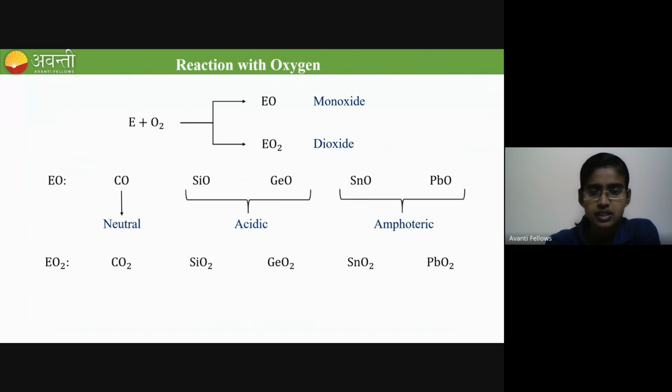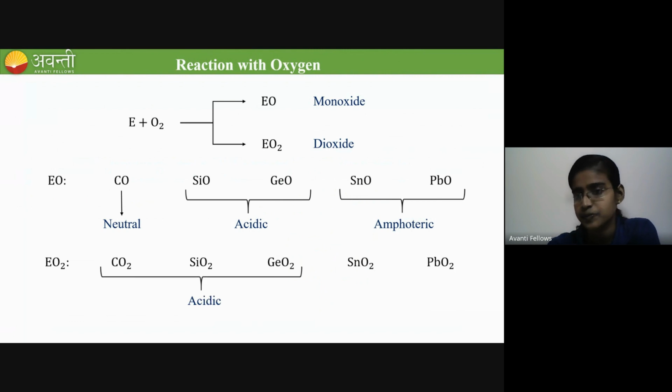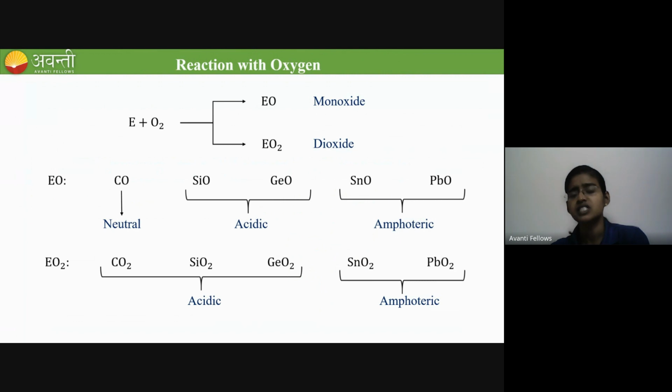Coming to the dioxides, the first 3 dioxides, carbon dioxide, silicon dioxide, germanium dioxide, are acidic. The last two are amphoteric. Very important. You should know this acidic nature. Which among the following is acidic in nature? Which is amphoteric? Which is neutral? Or which is the neutral oxide among the given compounds? They will ask questions like this. So if you know the order and the acidity of all the oxides, you can pick out the answer easily without getting confused.